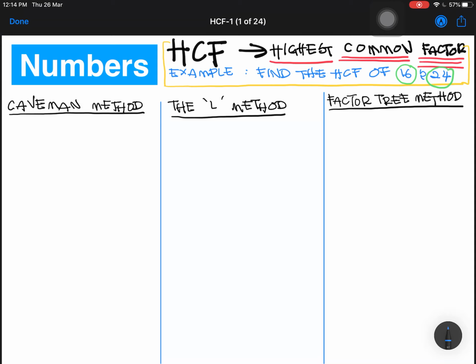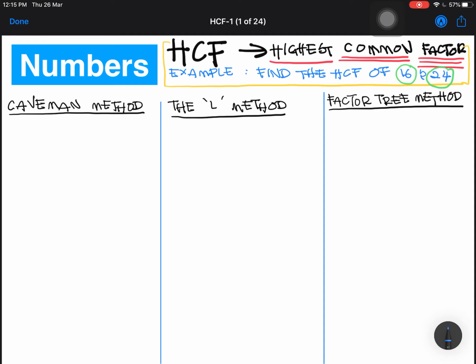Basically, it's a whole number. Common means we are trying to find the similar of the given numbers, whether it's 2 given numbers or 3 or 4. And highest means out of the numbers given, what is the similar and the highest in value in terms of the factors that each number has. So for example, we have here the question: find the HCF of 16 and 24.